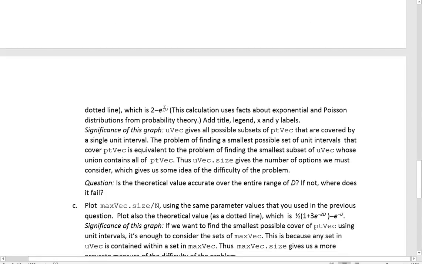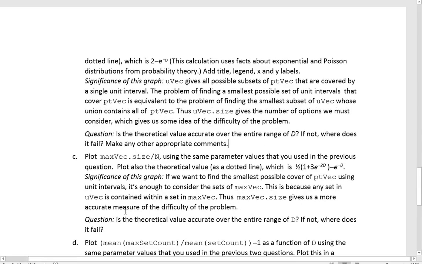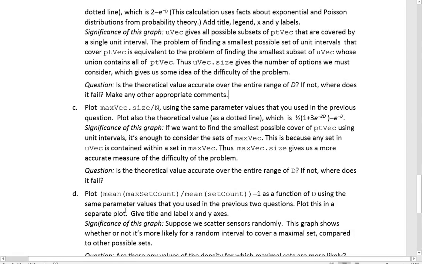So I gave you the theoretical value. So the question is the theoretical value accurate over the entire range of d? If not, where does it fail? So I haven't actually tested this. I believe this is the theoretical value, and we'll see how good it is. So you can make any other appropriate comments. So that's the second one. Third one is very similar.